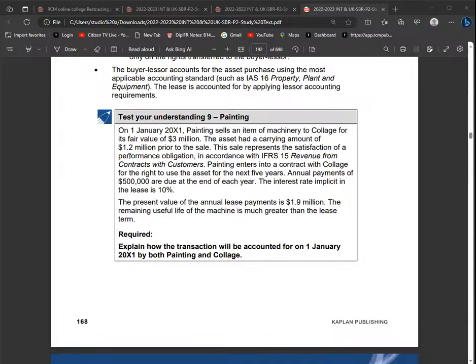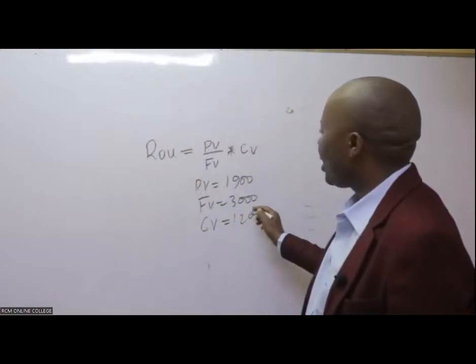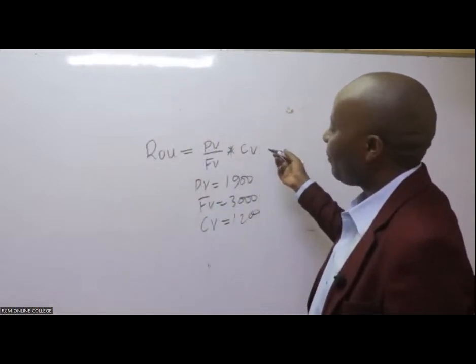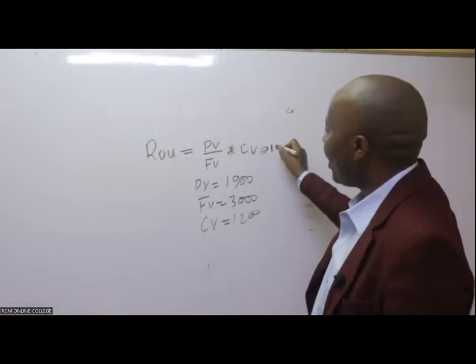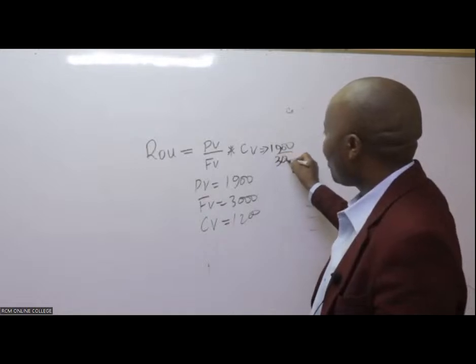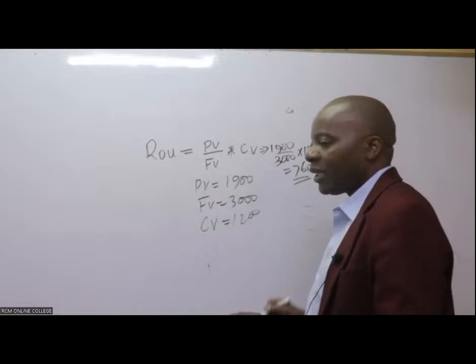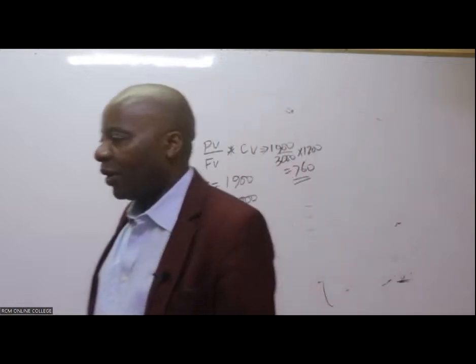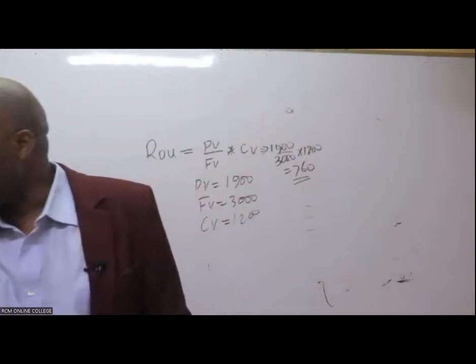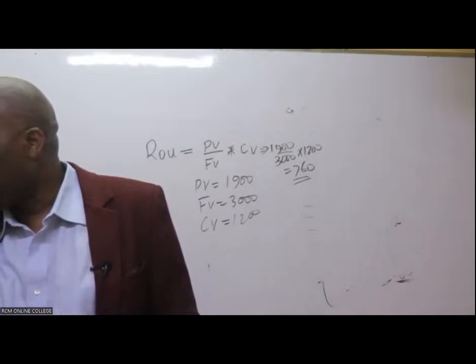You can see that the carrying amount is 1200, I'm cutting 3 zeros. So this is what we need to get that 760. The present value is 1900 over fair value, 3000, times the 1200. That's how we got this 760. I hope I've answered your question.